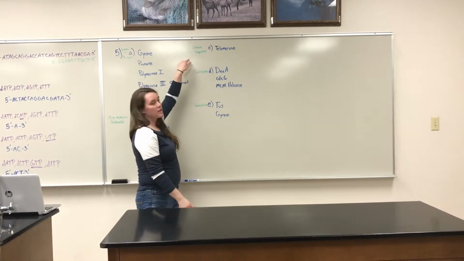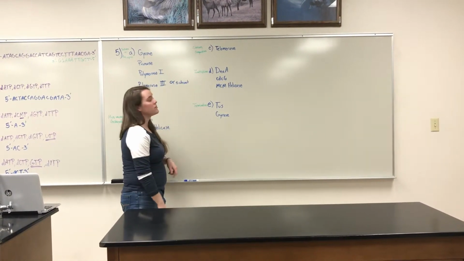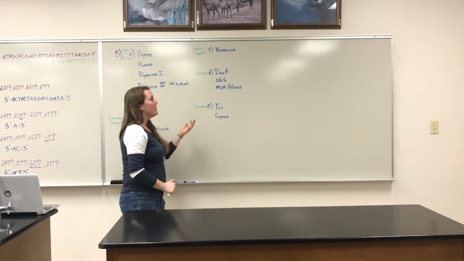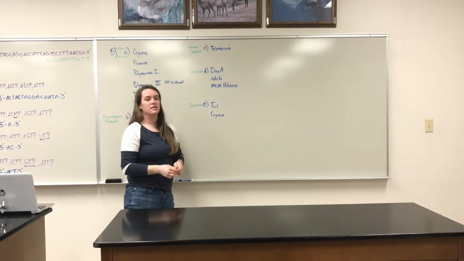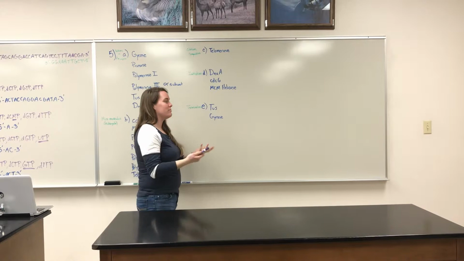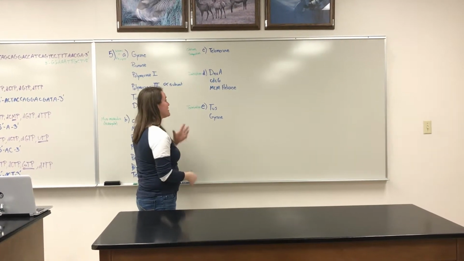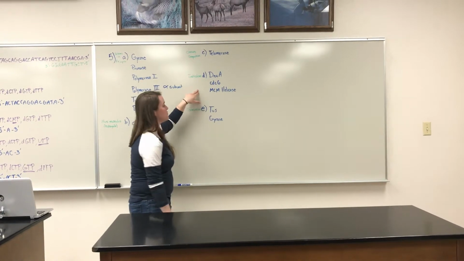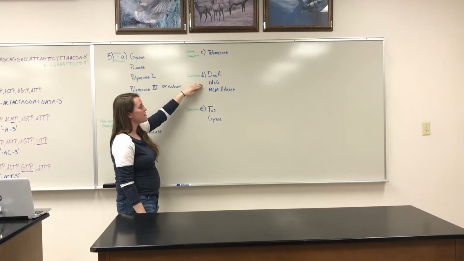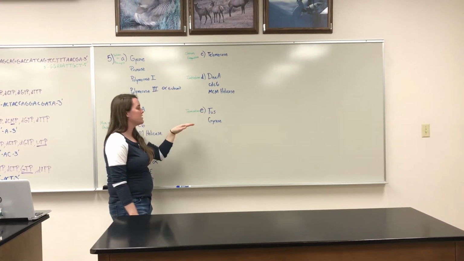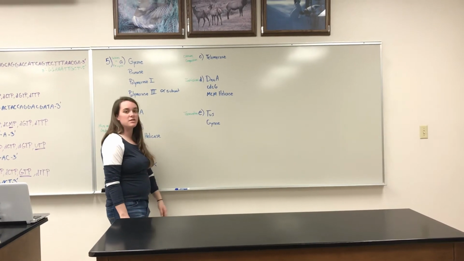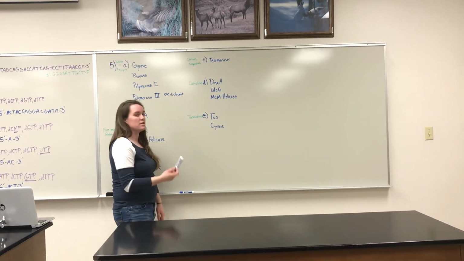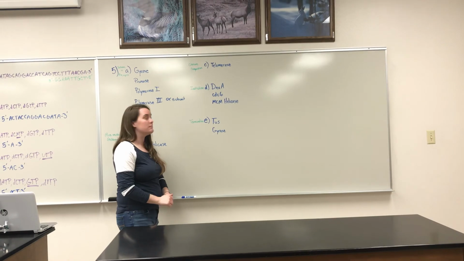For C, we're looking for proteins that deal with chromosome compaction. The only thing I could find was telomerase, but again, it's kind of confusing with some of them. D is initiation, so we've got DnaA, CDC6, MCM helicase, and our terminations would be Tus and your gyrase. Yep, that's fine.